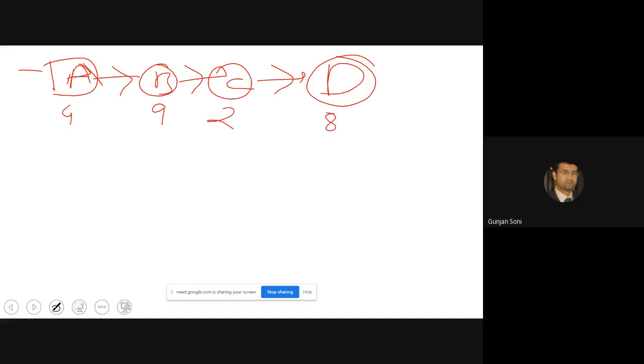So which is a bottleneck over here? Anyone? So B is the bottleneck, because your output will depend on B, because it is the slowest station.